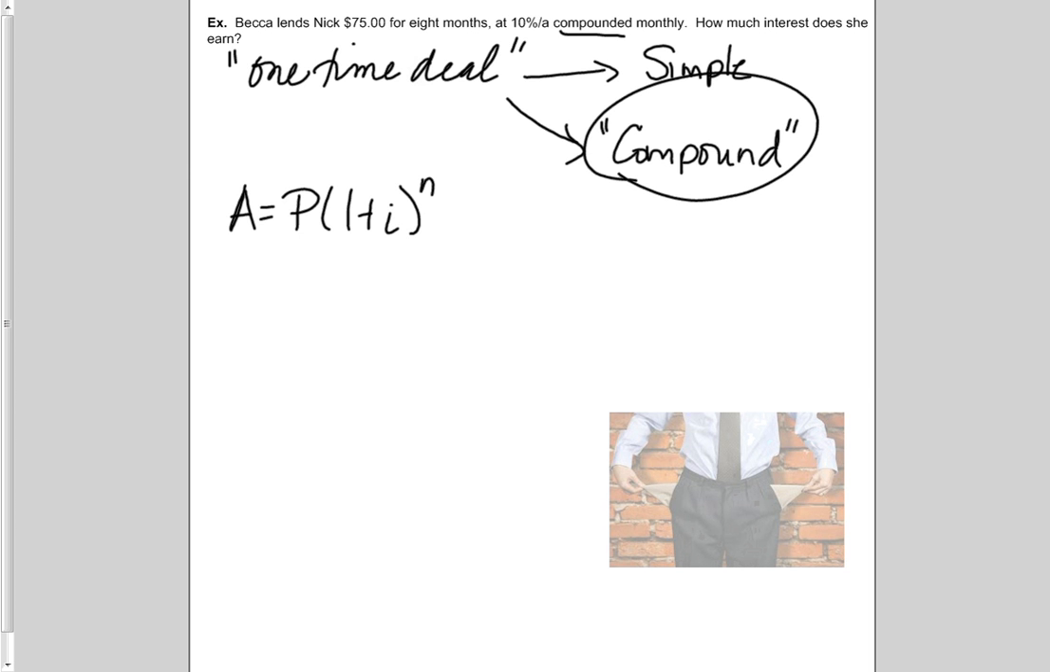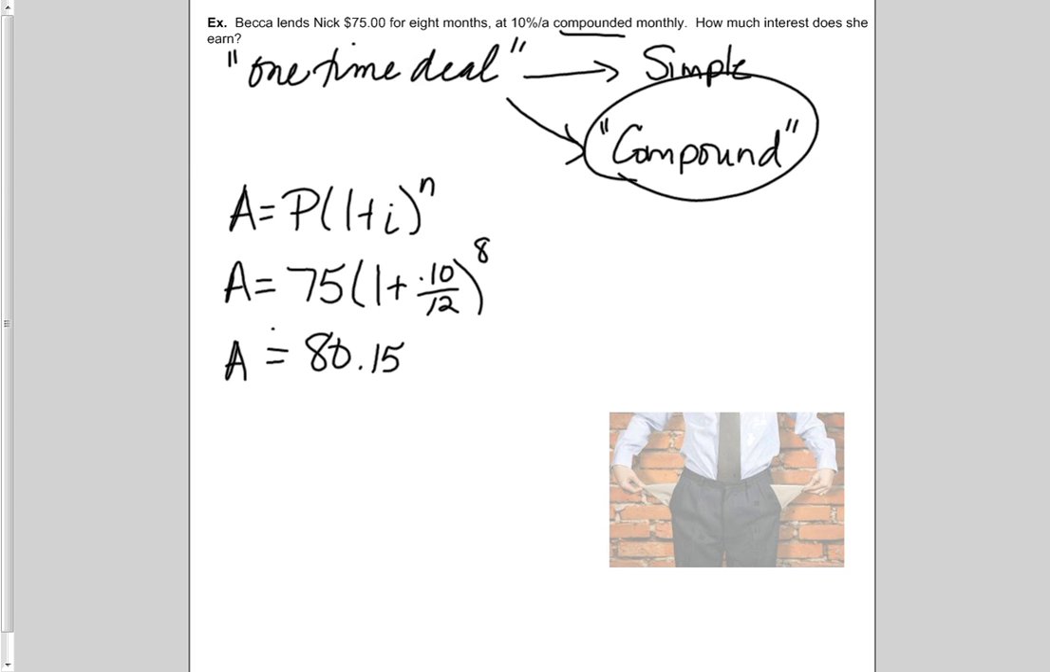She lends him $75. So we want to find out what his total loan will be worth after that amount of time. 8 months, $75, 10% compounded monthly. So we're going to adjust that 10% to a monthly rate. He is going to have that loan for 8 months. So our number of compounds will be 8. And here will be the total amount of the loan. $80.15.